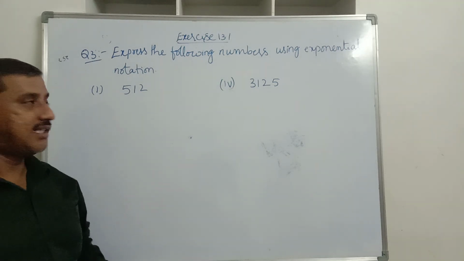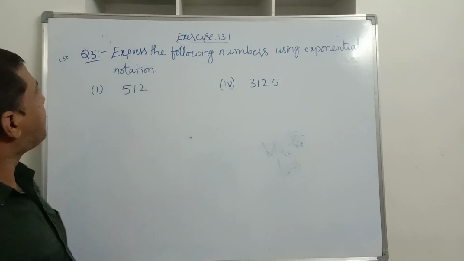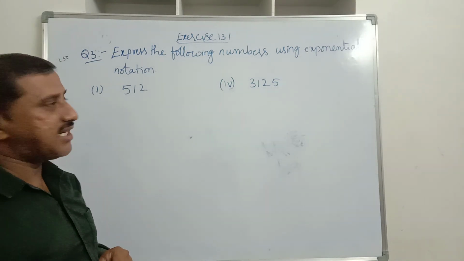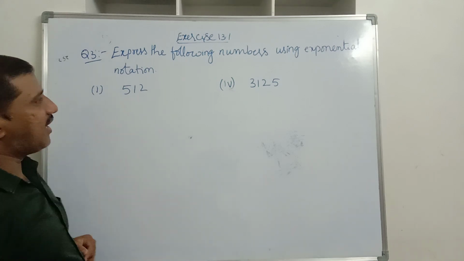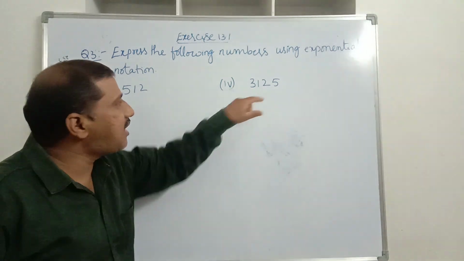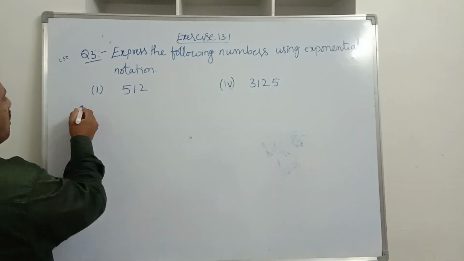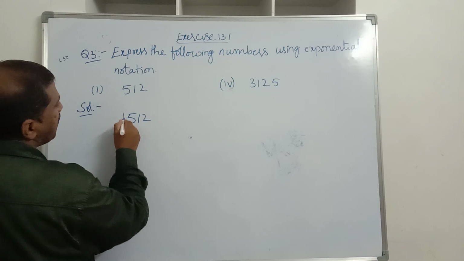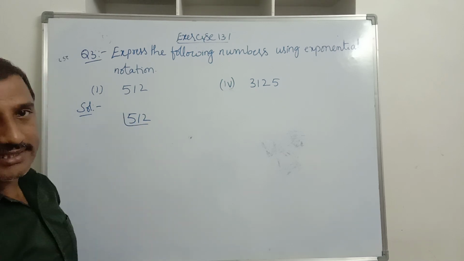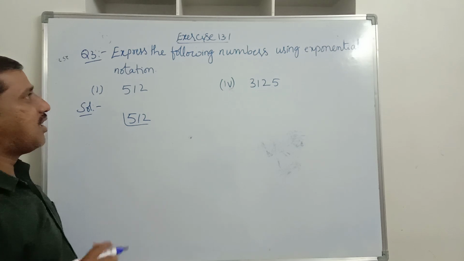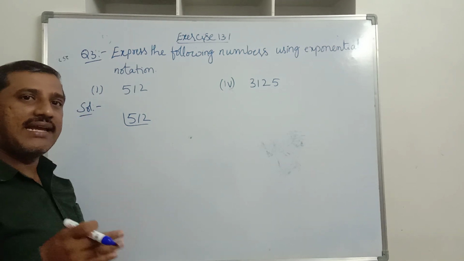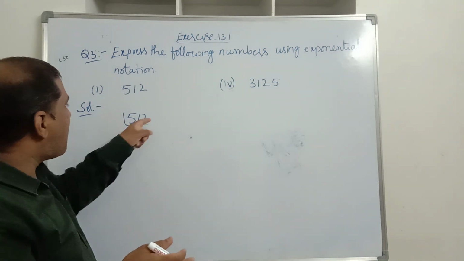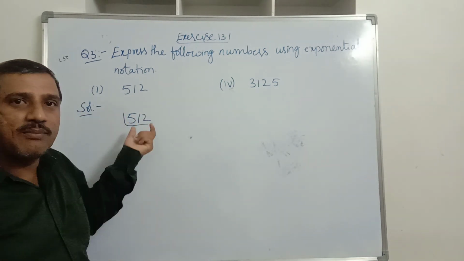Now we will discuss third bit from exercise number 13.1. Express the following numbers using exponential notation, exponential form. So 512 and the other problem it is 3125. So how to write 512 in the exponential form? So I told we should find prime factors by using the prime factors concept. So what are the prime numbers? 2, 3, 5, 7. Check. We start with the smallest number, 2. 512, whether this 512 is divisible by 2 or not.